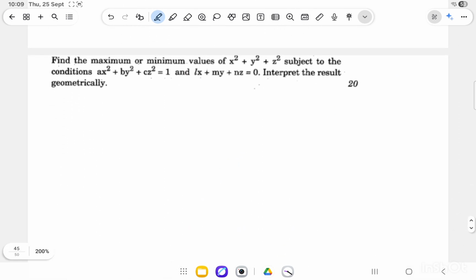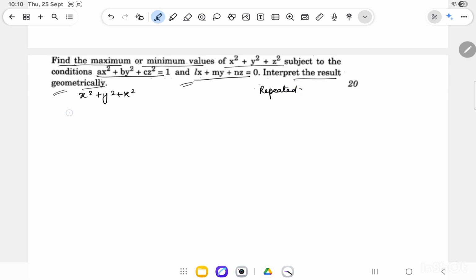So the next question says find the maximum or minimum value of this. That is, we are supposed to find the extreme value of x square plus y square plus z square subject to this condition and this, and interpret the result geometrically. We have seen this question, it is a repeated question, and it's like the third time it got repeated.